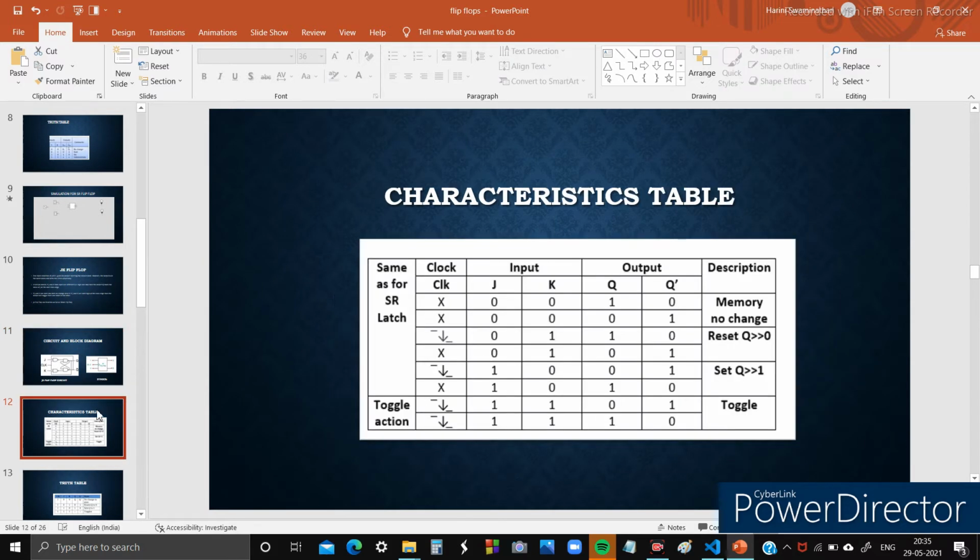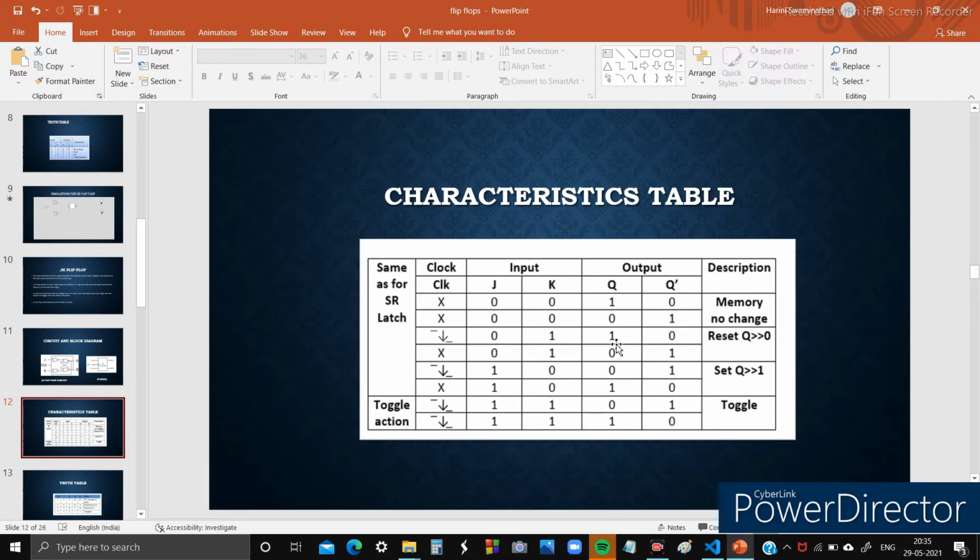Circuit and block diagram. This is the circuit for the JK flip-flop and the symbol for the JK flip-flop. Characteristic table. We can see here that for the input, by giving J equal to 0 and K equal to 0, we get Q as 1 and Q bar as 0, in which case the memory doesn't change.